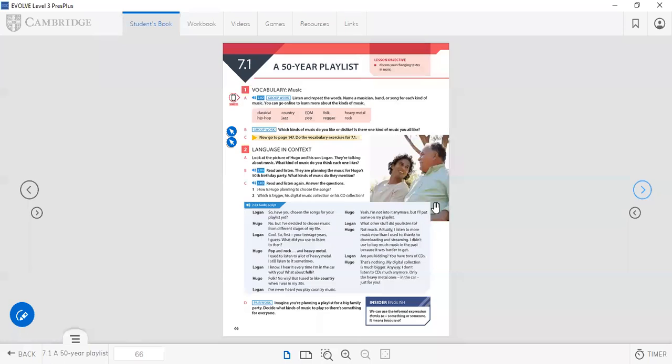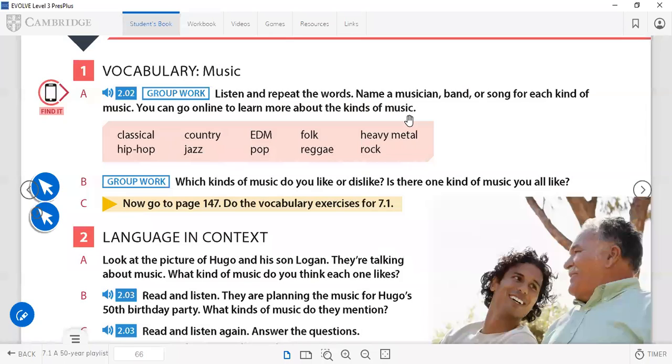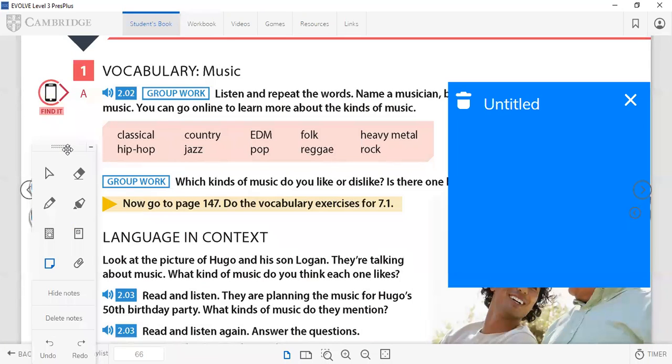Now, let's classify this part. For example, listen and repeat the words. Name a musician, band, or song for each kind of music. You can go online to learn more about the kinds of music. Can you tell me a singer or a band that plays classical music, for example? Classical, like Mozart, no? Hip hop.